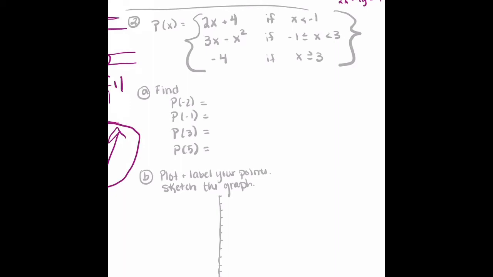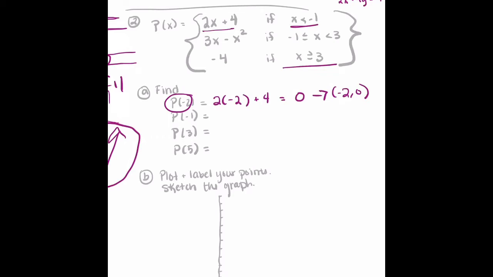These piecewise defined functions are nothing new. You've all seen them before. And I think it's pretty easy to overcomplicate them. But all this really is looking for is where does this fall in the domain we have over here. So where does negative 2 fit? Well, negative 2 is less than negative 1. So we're going to plug in negative 2 over here. So 2 times negative 2 plus 4 equals 0. So this point is negative 2, 0.